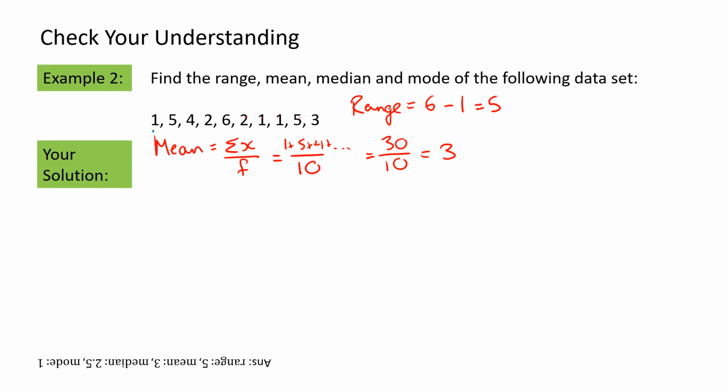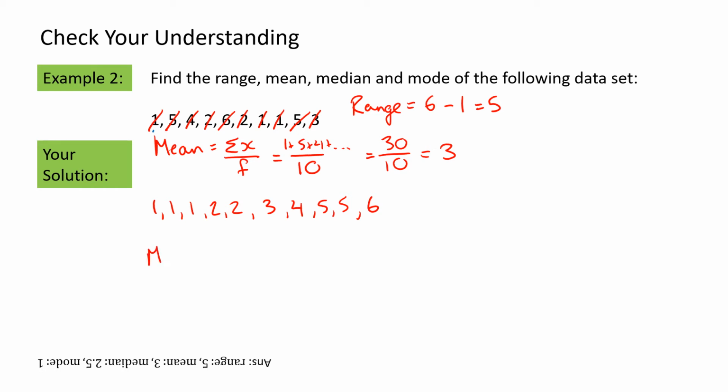For our median and our mode, again, we have to arrange it from smallest to largest. Smallest is 1. So we'll start with 1s, and I see 3 of them here. Again, I'll erase all the dots. We have 1, 1, and 1, again, crossing them out. 2, we have 2 of them. 3, we have just 1. 4, we have just 1. 5, we have 2. And 6, we have just 1.